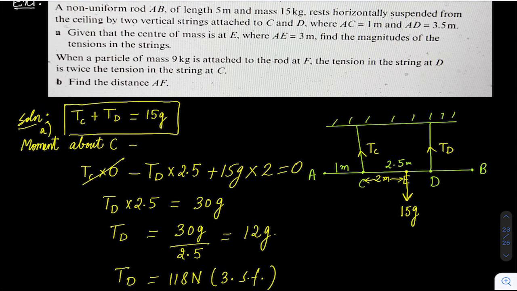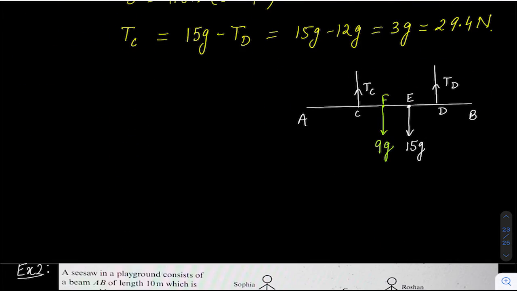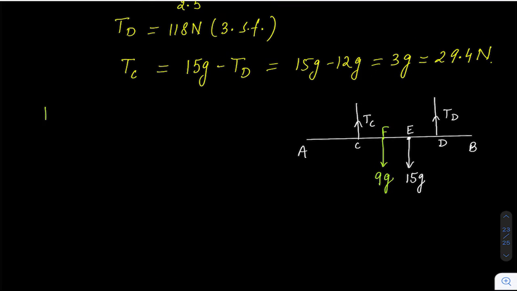Now it's given that tension at D is twice the tension at C. So what is given is tension at D is nothing but 2 times the tension at C. This is given in the question. Okay. So now we have to find the distance AF. So what we can do is, let's write the equation.